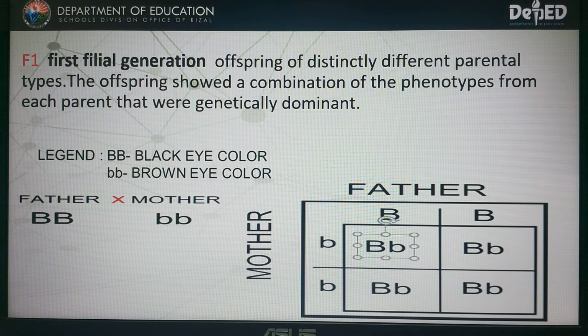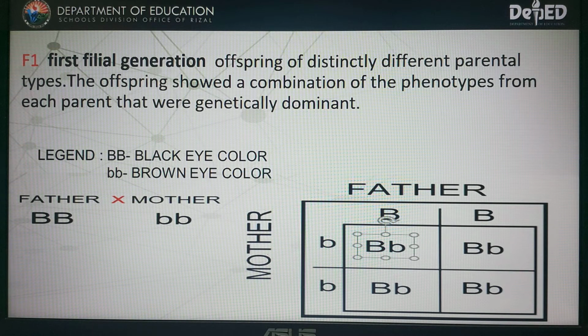Tapos nagkaroon sila ng test cross. Nag-undergo sila ng test cross. For example, the father is capital B capital B, the mother is small b small b. Pag nag-cross sila, ang tendency, ito yung makakalabasan ng mga anak nila. Lahat sila ay heterozygous black eye color. Kasi nga, namana nila yung karakteristik ng magulang nila from nanay at tatay. Pero ang lalabas dyan, black eye color.